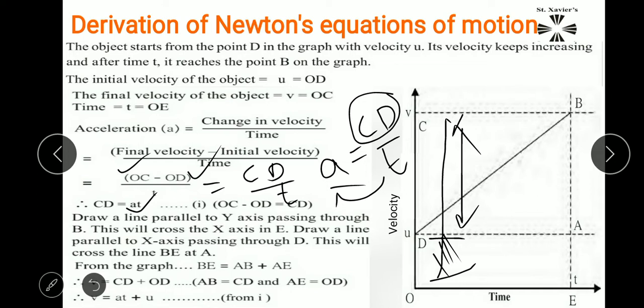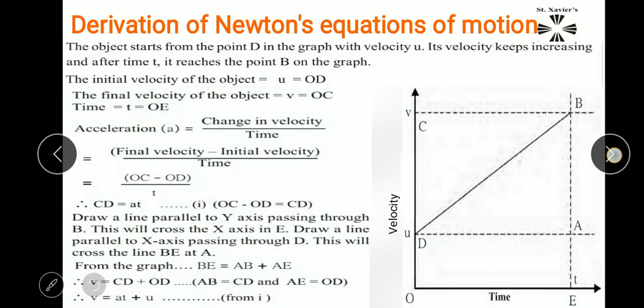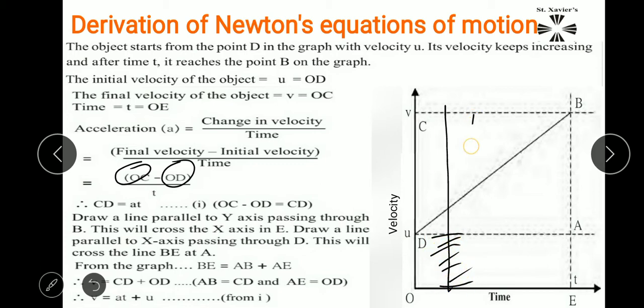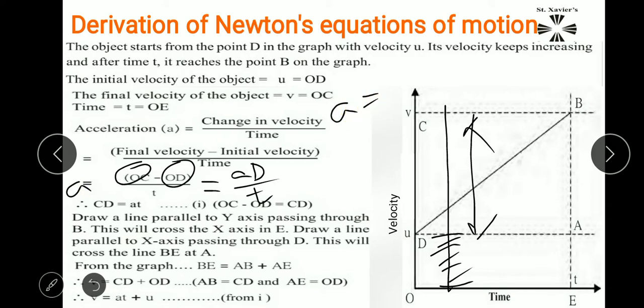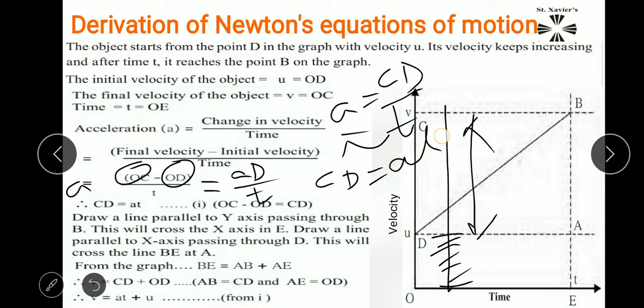Students, I'll repeat again. When you will see OC minus OD, here this is OC. From OC, if we will cut this part, OC minus OD, what is left is CD, students. So here we can write CD upon T. So here we are having acceleration A is equal to CD upon T. When you will change the side of T, CD will become equal to AT, students.